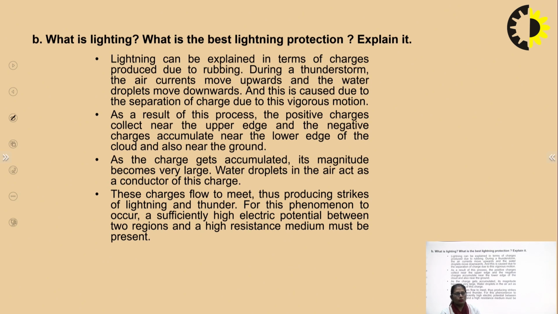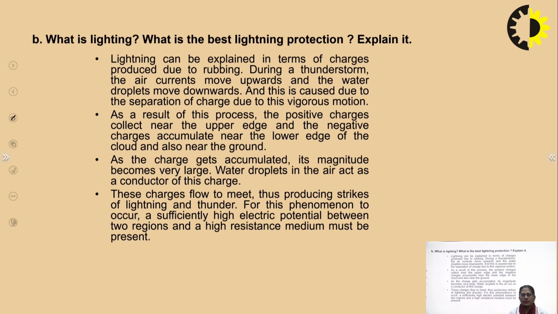The last question that is asked is, what is lightning and what is the best lightning protection? If I say lightning, it can be explained in terms of the charges which are produced due to rubbing, as we can see at our homes also. During a thunderstorm, the air currents move upwards and the water droplets move downwards. This causes separation of charge due to the vigorous motion, right?